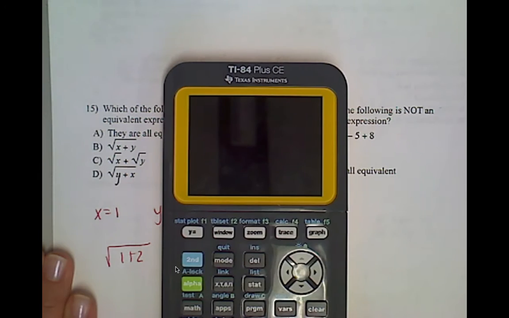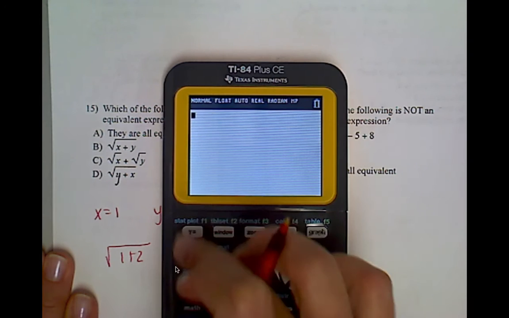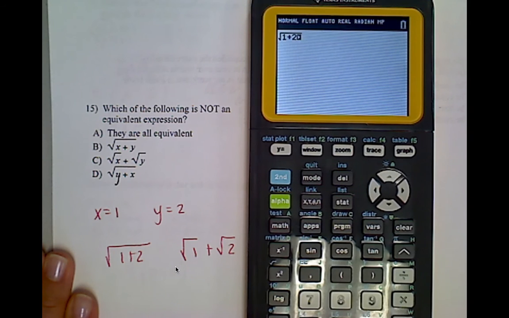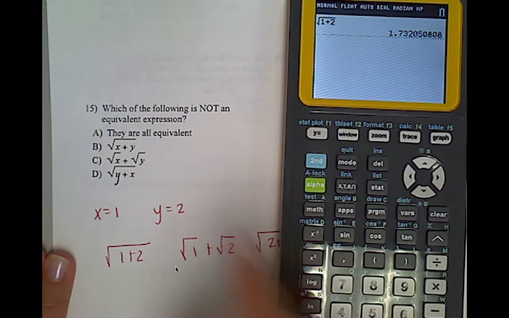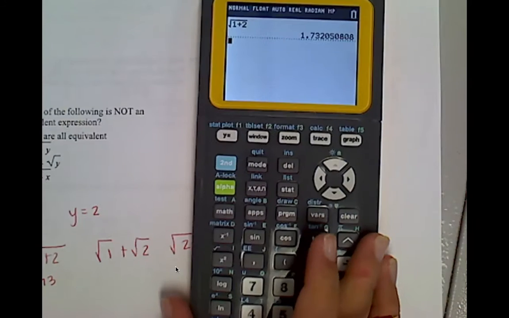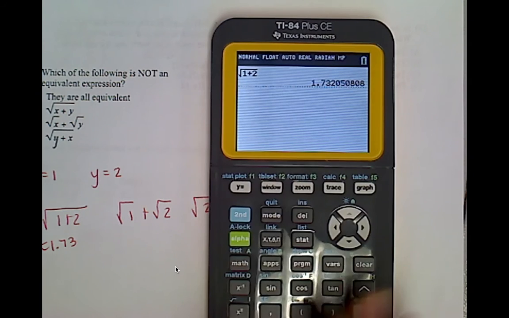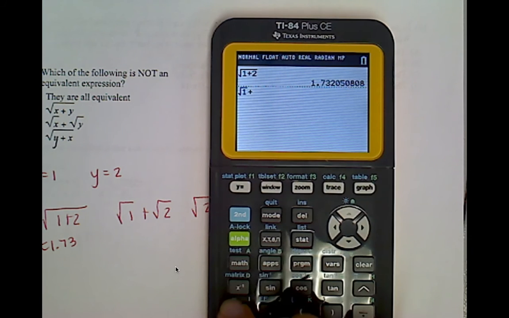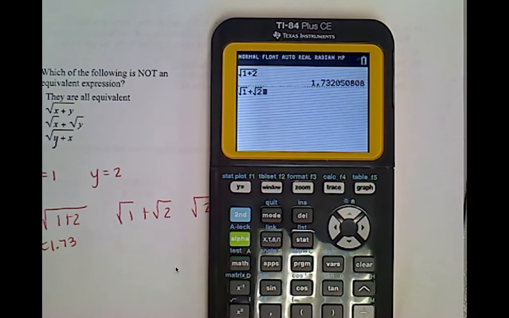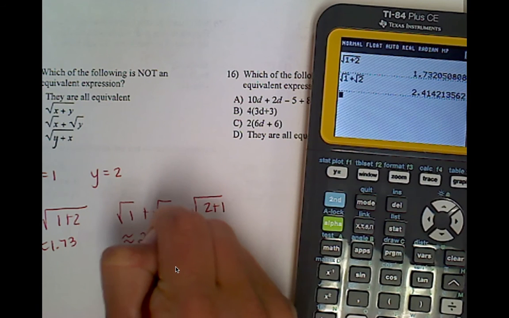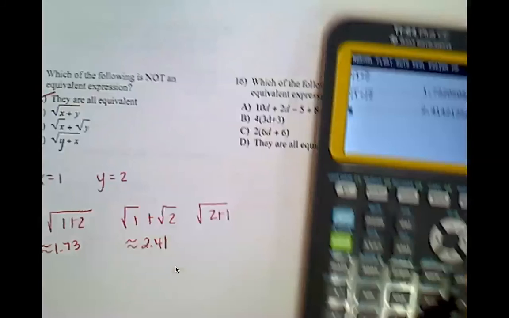Okay, when I type these into my calculator, the square root of 1 plus 2 is going to give me about 1.73. Now this next one right here, the square root of 1 plus the square root of 2, gives me about 2.41. So obviously we can mark out A because they are not all equivalent.